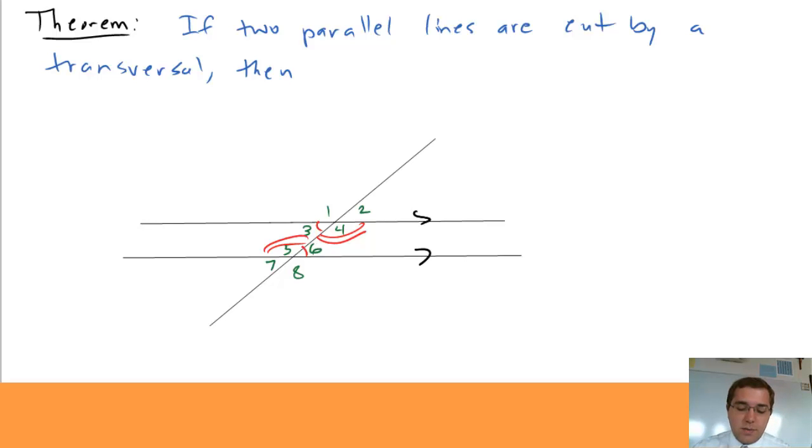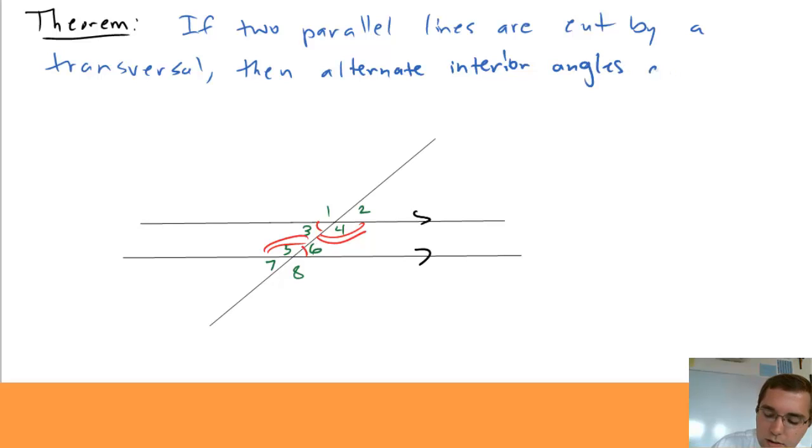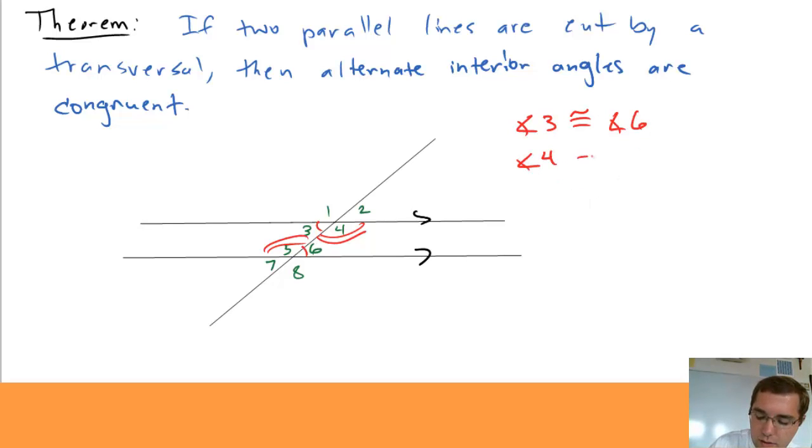So this theorem says if two parallel lines are cut by a transversal, then alternate interior angles are congruent. Alternate interior angles are congruent. Okay? So that means in this picture, angle 3 is congruent to angle 6, and angle 4 is congruent to angle 5.